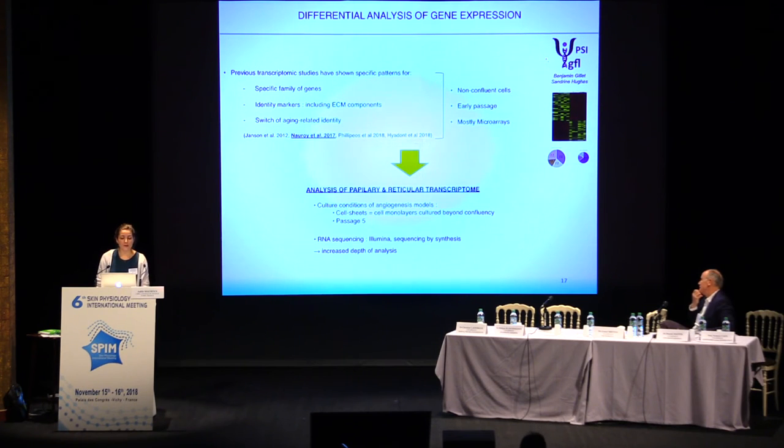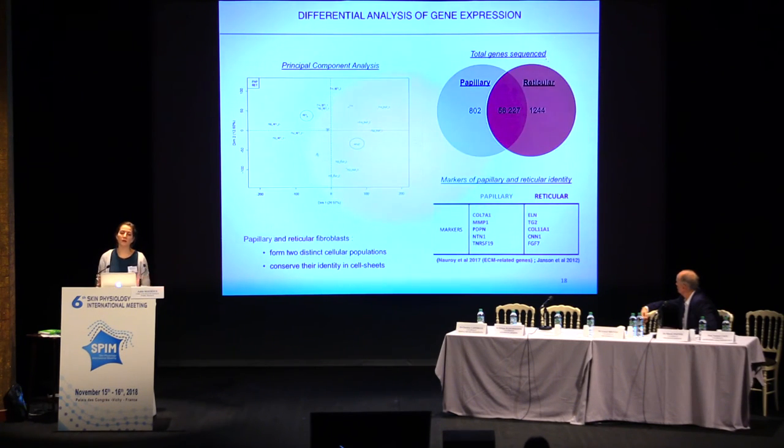And recently, there was also a demonstration that there is a switch of identity related to aging. However, these studies were done on non-confluent cells at early passage, and most of them used a microarray approach. This is why, to answer our questions, we decided to culture the papillary and reticular fibroblasts as cell sheets, as in the angiogenesis models, and then to perform an RNA sequencing using the Illumina technology, sequencing by synthesis, in order to increase the depth of our analysis.